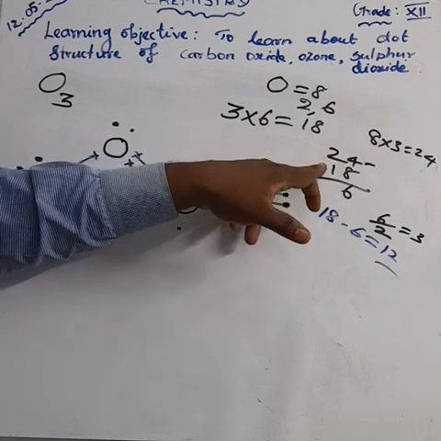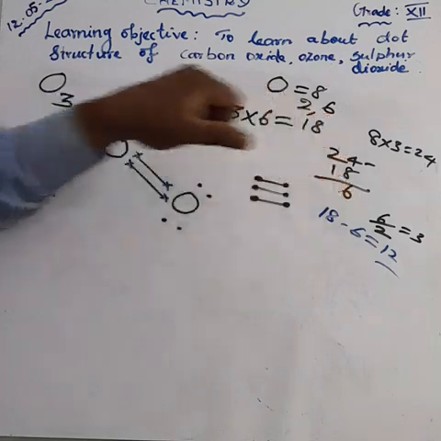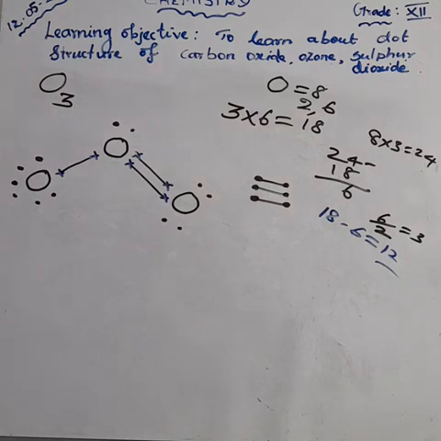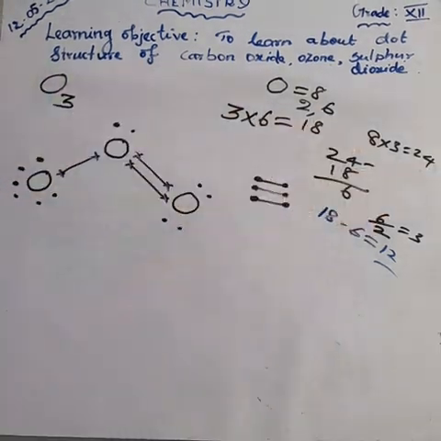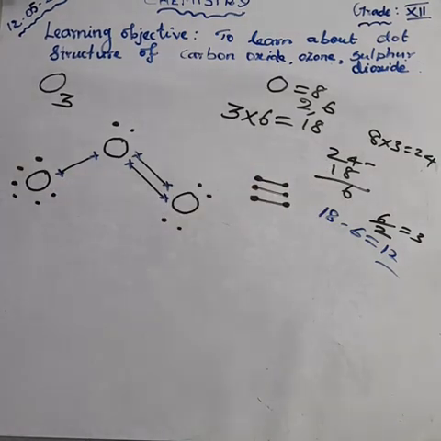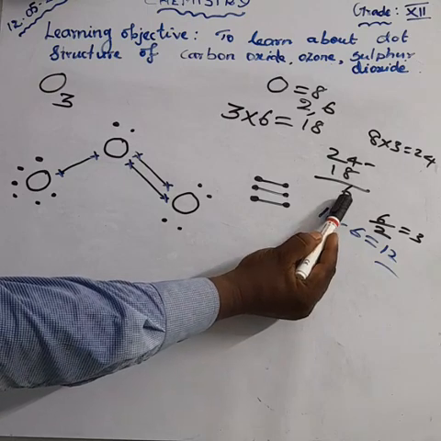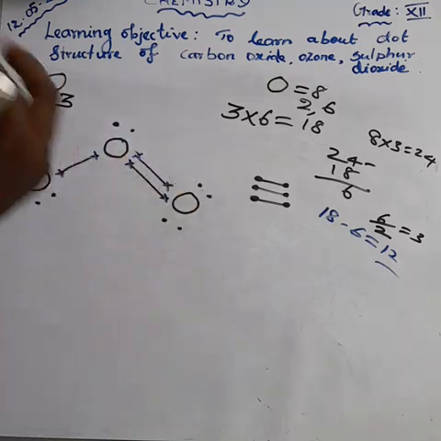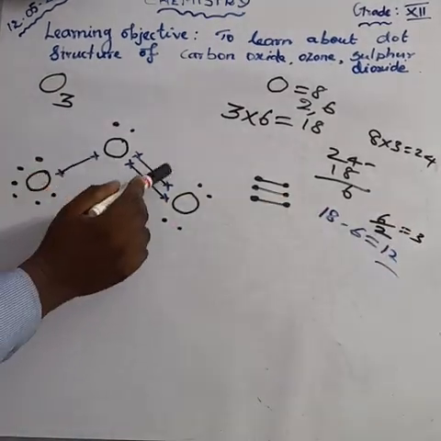Available electrons here are 18 for ozone. The reason is the outermost has 6 electrons, and with 3 elements, 6 into 3 is equal to 18 electrons available. As per the octet rule, 1 element needs 8 electrons. Here with 3 elements, 3 into 8 is 24 electrons. But we have only 18 electrons. So 6 electrons is the shortage. Here we make bonds. 1 bond needs 2 electrons, so we divide by 2. We get the answer 3.